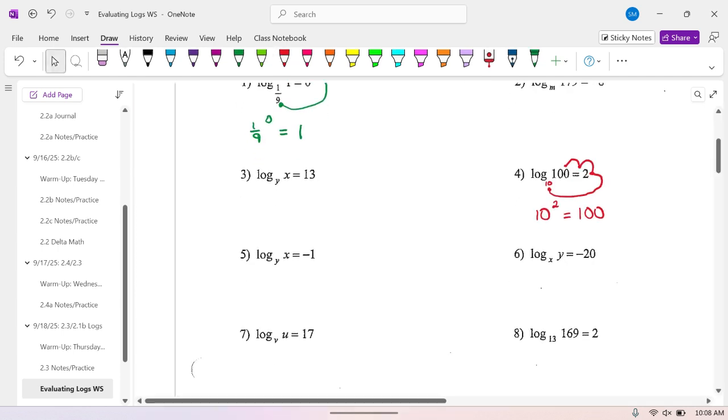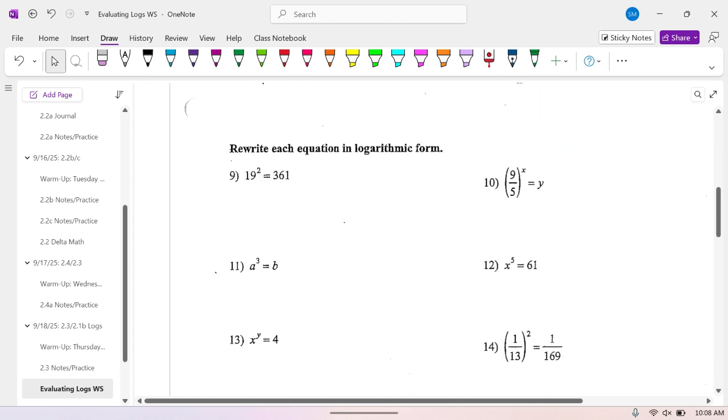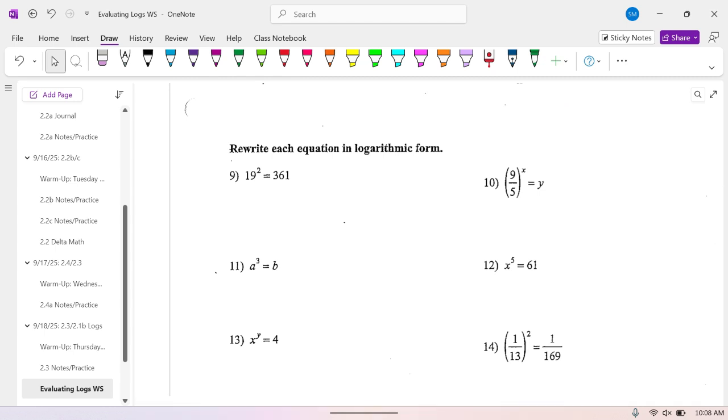All right, let's do about 2 examples with going from exponential to log. So remember, it's the same process. You still start with the base and you swing around to the right. So let's do number 9.